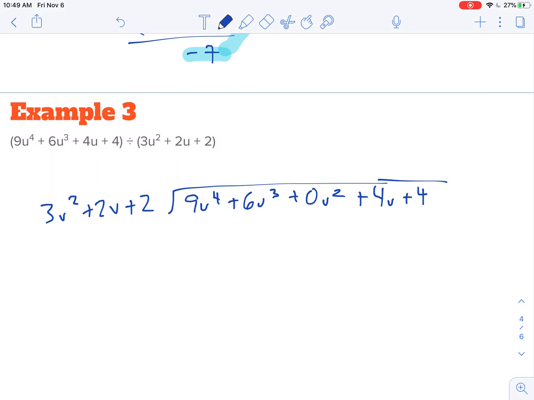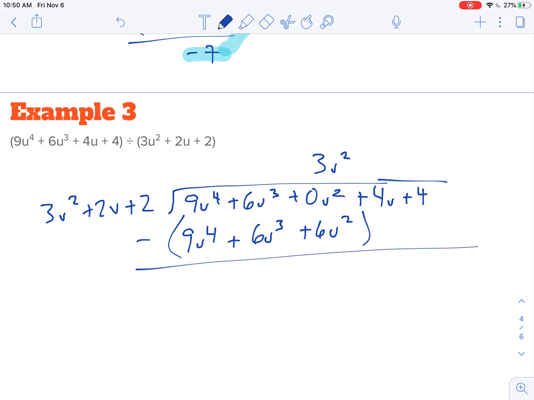Now that I've added in that placeholder, I just keep moving forward. I do exactly what I've always done. I ask myself, what do I have to multiply 3u squared by to make it look like 9u to the 4th? Well, that means I have to multiply it by 3u squared. So I end up with 9u to the 4th plus 6u cubed plus 6u squared. As I go through and subtract this entire thing, I've got 0, that's nice, that works out.